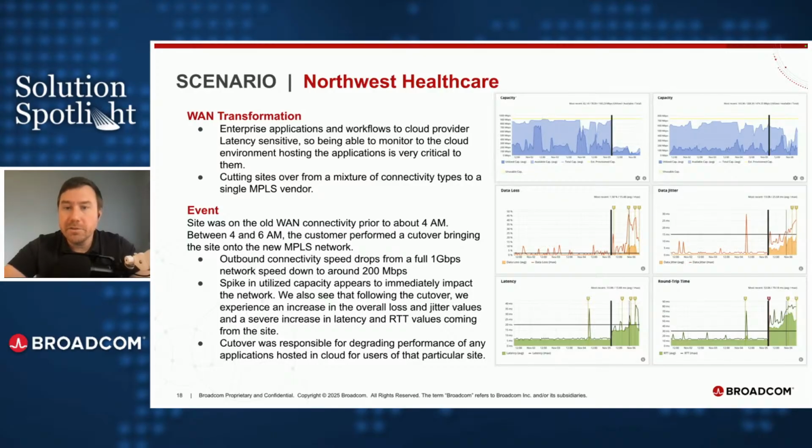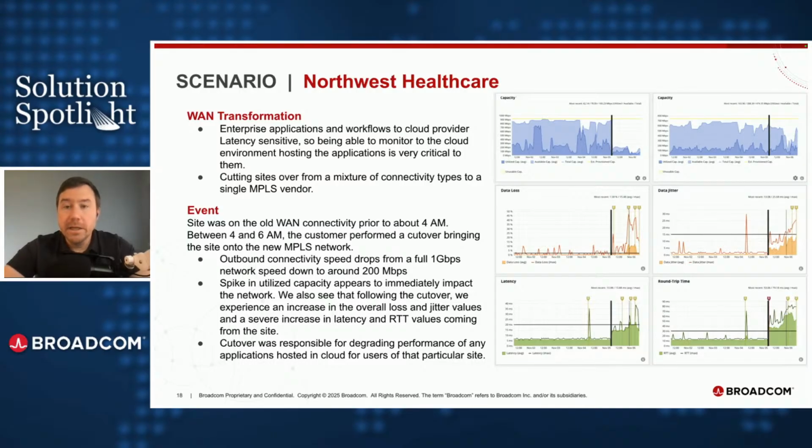And the customer was in the process of performing this kind of WAN transformation. As they made this transition, they were doing it off hours, and all of a sudden saw their capacity drop as soon as they changed. They were able to roll this problem back. So when they saw the capacity drop, they were able to look at it. In this case, you can see data loss, jitter, latency, RTT were all spiking at the same time.